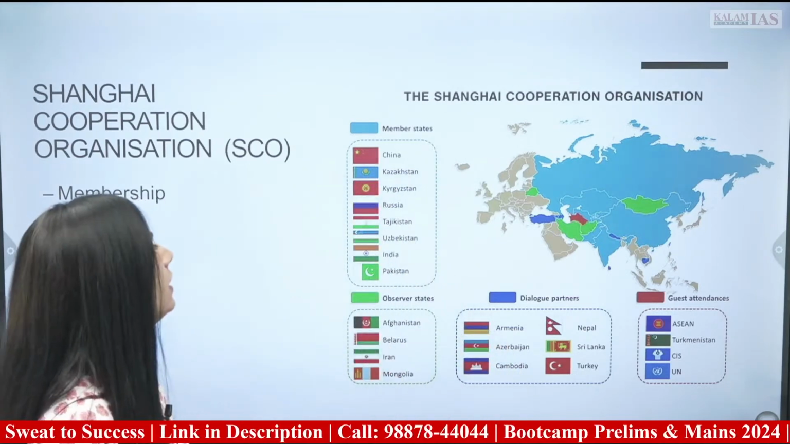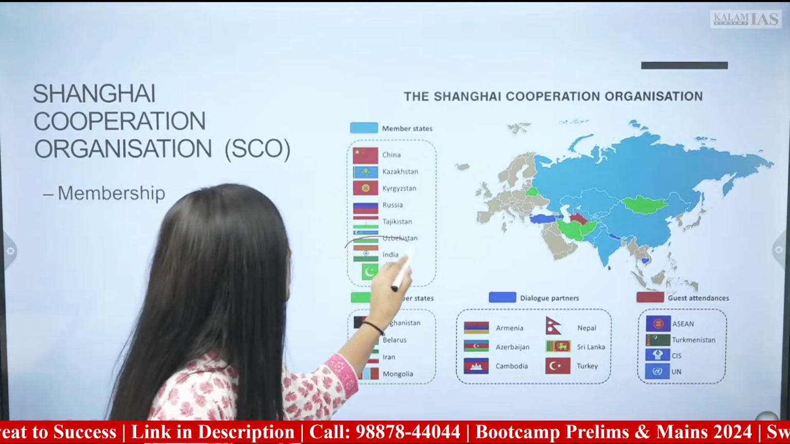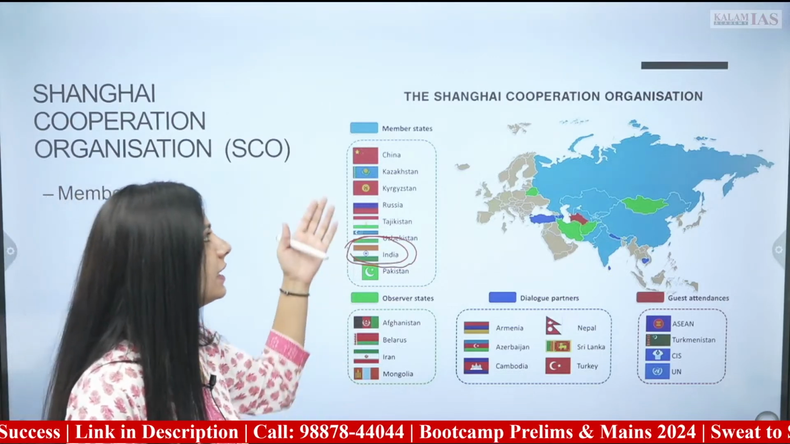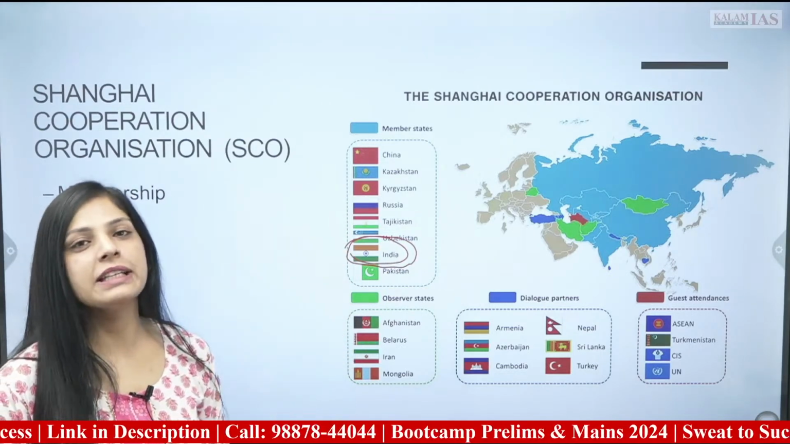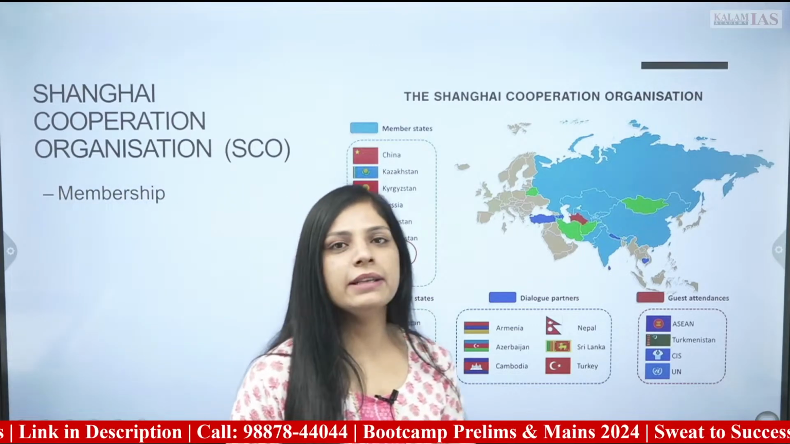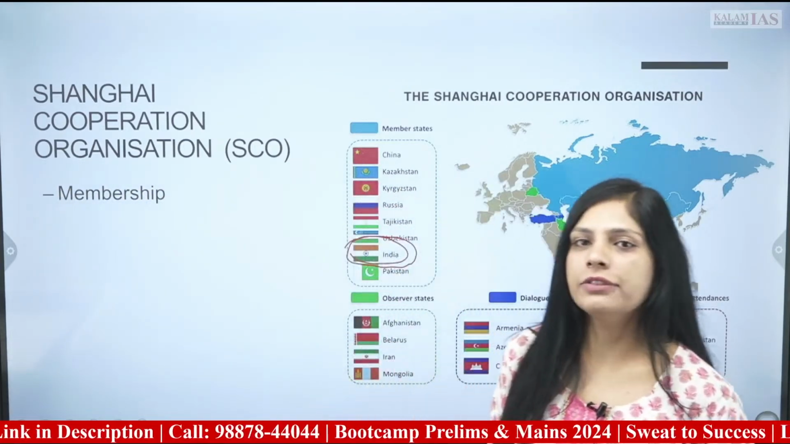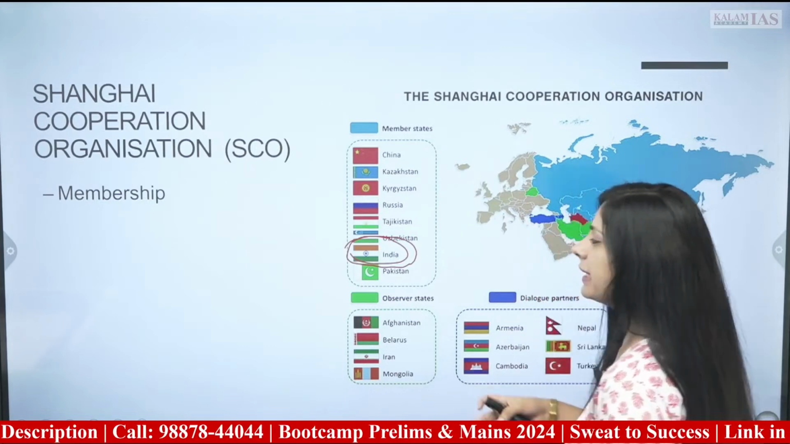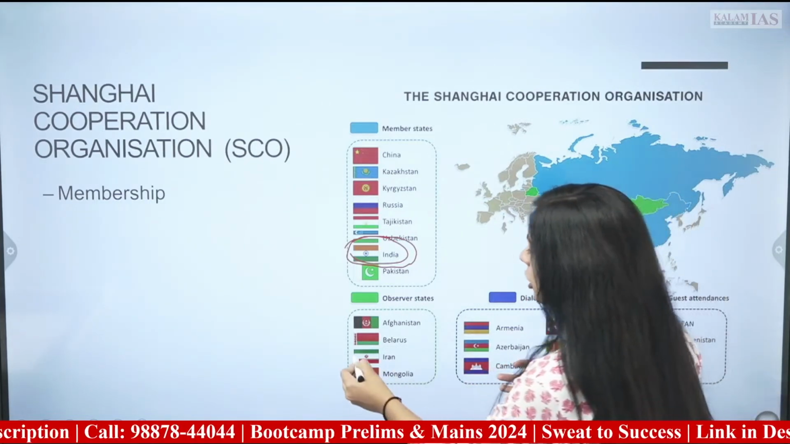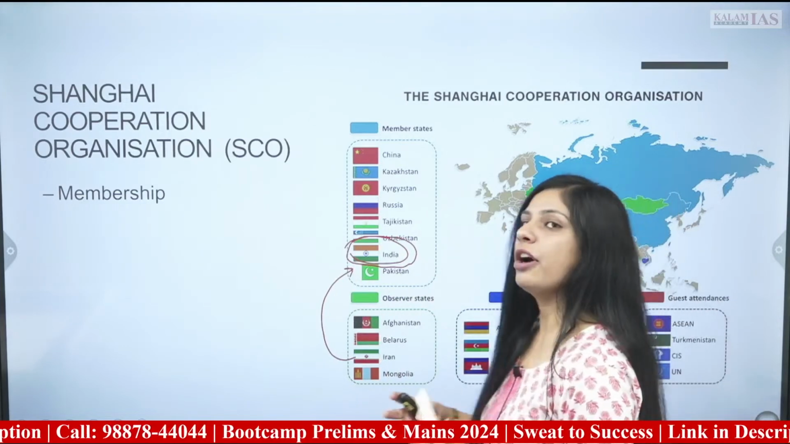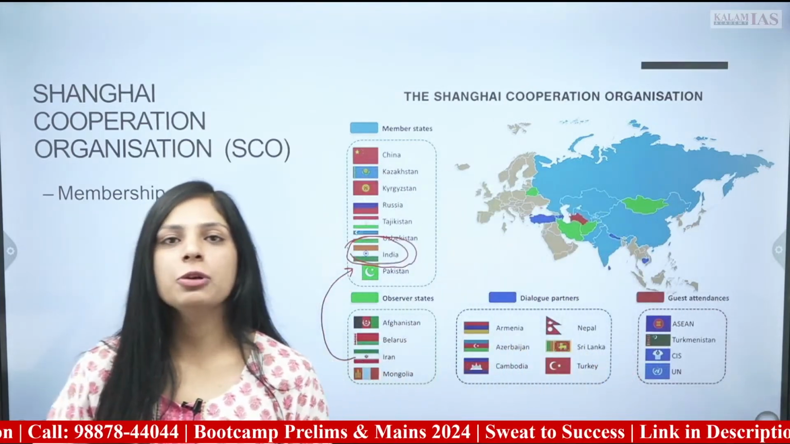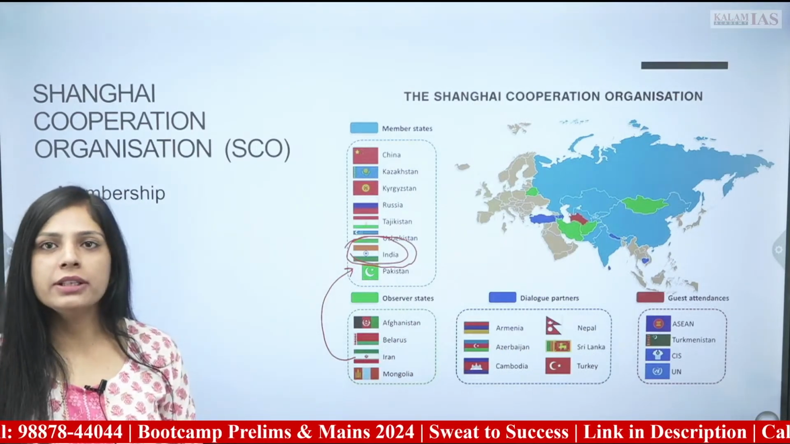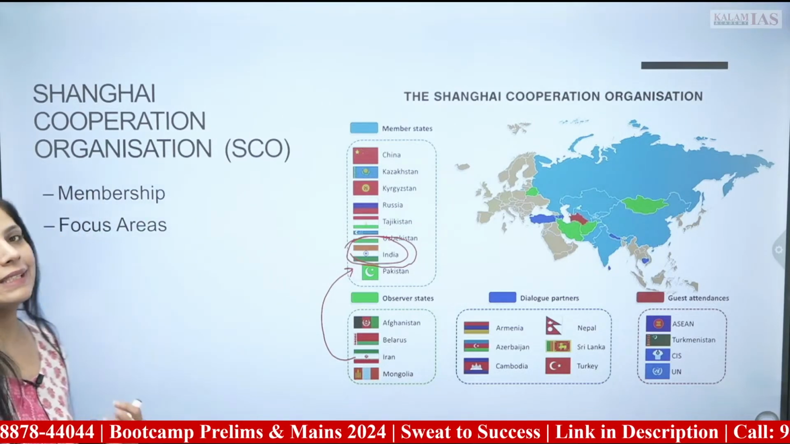So membership is important. If we look at the SCO, India is a member of SCO, right? It's a small grouping. In the Shanghai Cooperation Organization, we have only 9 countries. So you can remember the names of a few major countries, right? So who are the member states? You can note that Iran has also become a member of SCO. So new members you have to look at more carefully, right? So membership becomes important.